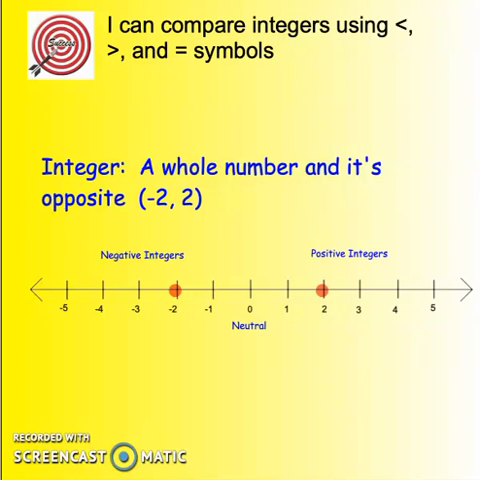Well, first of all, let's remind ourselves what an integer is. An integer is a whole number, which is basically a counting number, and its opposite. So whole number of 2, the opposite of that would be -2. They're equal distance from 0.